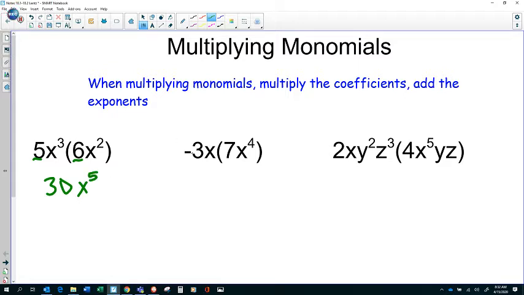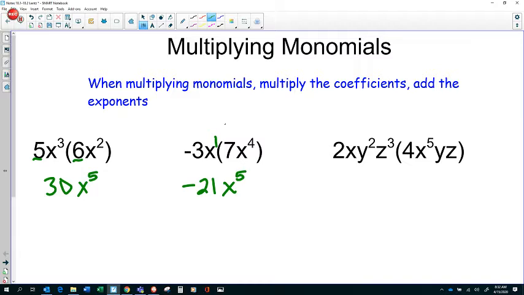Second example, a negative 3 times 7 is going to give us a negative 21. And then we have an x times an x. It's the same base, so we can put the base down. And remember, this is x to the first power if we don't have an exponent written there. And 1 plus 4 is 5.